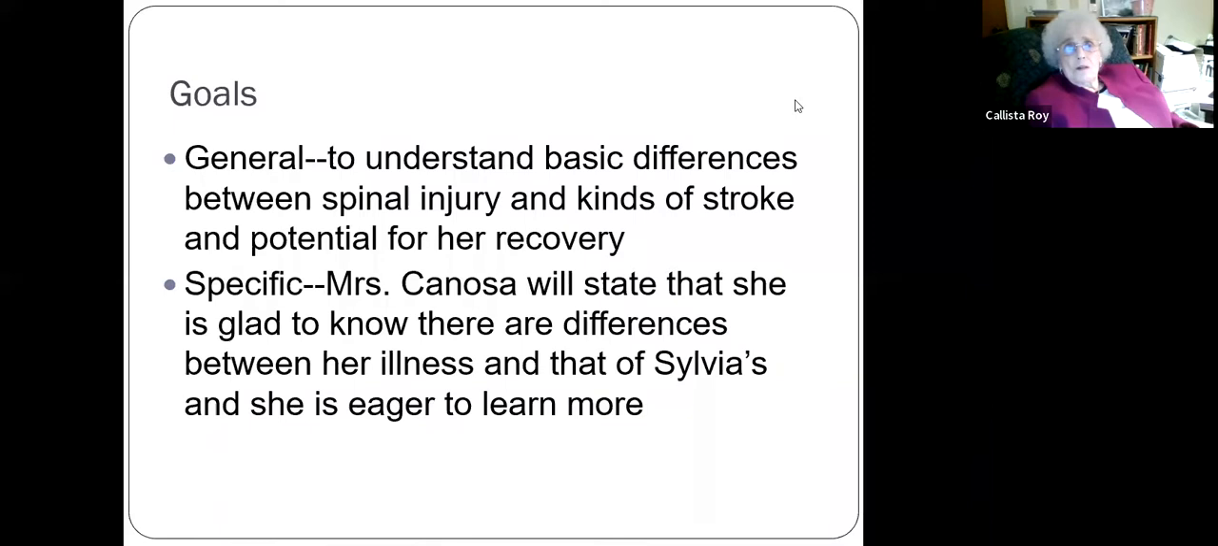The goals then would be, in general, to understand basic differences between spinal injury and kinds of stroke and potential for recovery. Specifically, Mrs. Canoza will state that she is glad to know there are differences between her illness and that of Sylvia's, and she's eager to learn more about it.